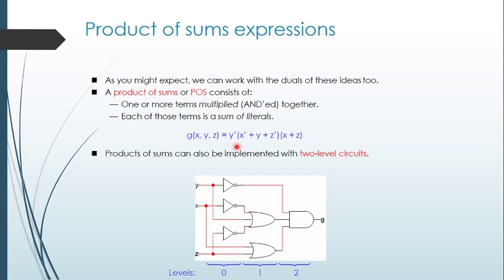All the sum terms, meaning there will be an OR gate for each sum term. So if we have x plus z, we will have an OR gate. X bar plus y plus z bar will have an OR gate for that. So the same expression g(x,y,z) is actually y prime, and with x prime plus y plus z prime, and with x plus z. It will be the same circuit using two levels. The zeroth level is inverters. The first level will be OR gates. The second level will be AND.